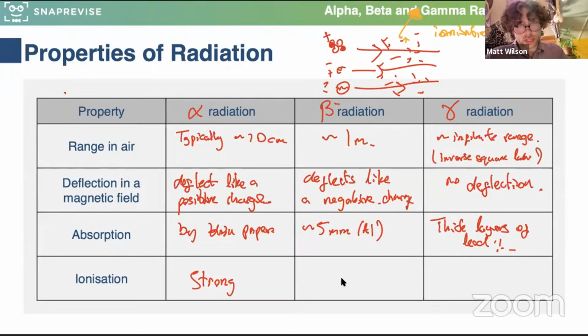Beta particles do a bit of this, but not as much, so we'll say they have a medium power for ionization. And gamma particles will miss air particles for ages and then be immediately absorbed. They do interact with some electrons in air particles, so they're very weakly ionizing. These properties are going to come back later as we try to understand what different uses each of these kinds of radiation could be used for.